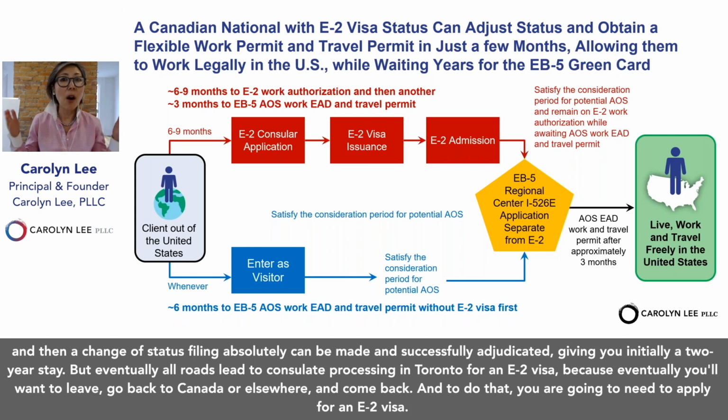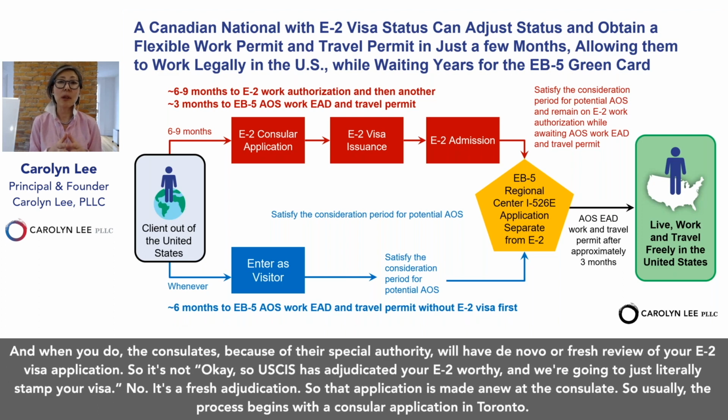But eventually all roads lead to consular processing in Toronto for an E-2 visa, because eventually you'll want to leave, go back to Canada or elsewhere, and come back. And to do that, you're going to need to apply for an E-2 visa. And when you do, the consulates, because of their special authority, will have de novo, or fresh, review of your E-2 visa application. So it's not, okay, USCIS adjudicated your E-2 as worthy and we're just going to literally stamp your visa. No, it's a fresh adjudication, so that application is made anew at the consulate. So usually the process begins with a consular application in Toronto.